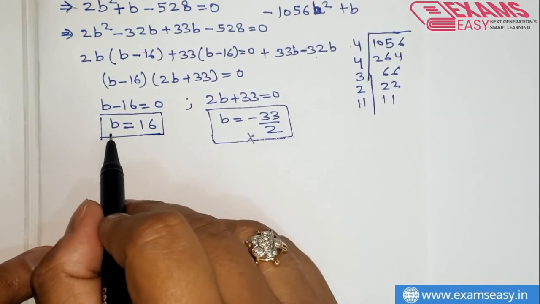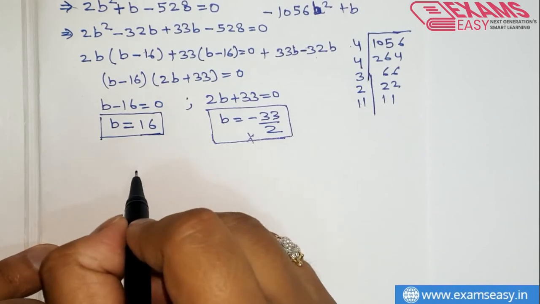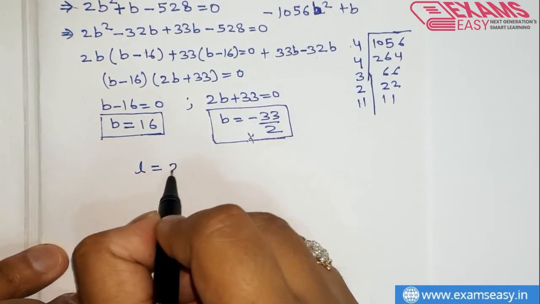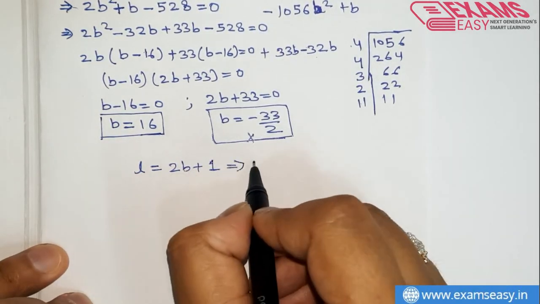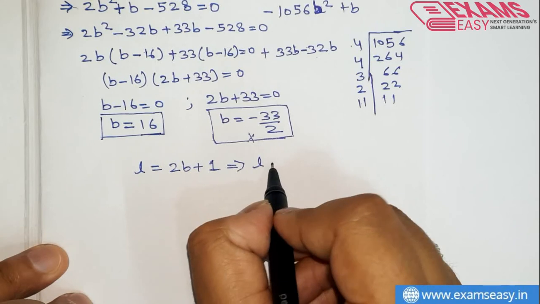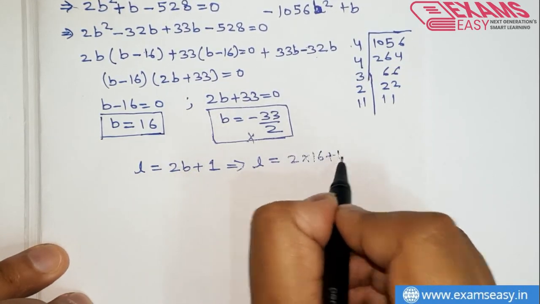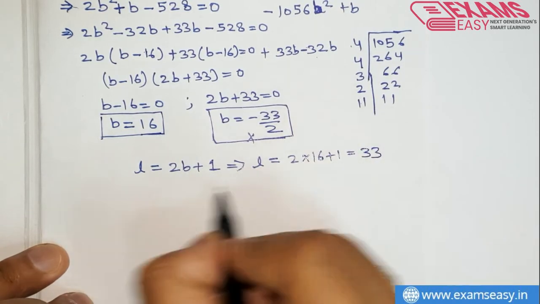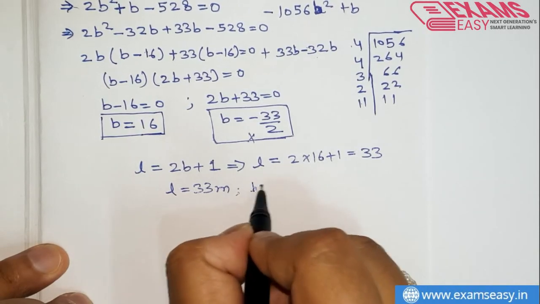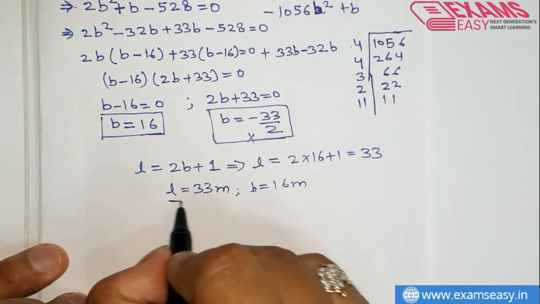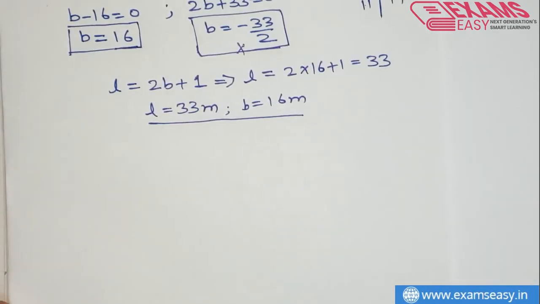So let us take the breadth of the rectangle as 16, then we can find the length of the rectangle as 2B plus 1. By putting the value of B in this equation, we can calculate the length of the rectangle, and it will be 2 into 16 plus 1, which is nothing but 33. So length will become 33 meter and breadth will be 16 meter for this rectangle. So this is our solution for the first question. Let us move to the second question.